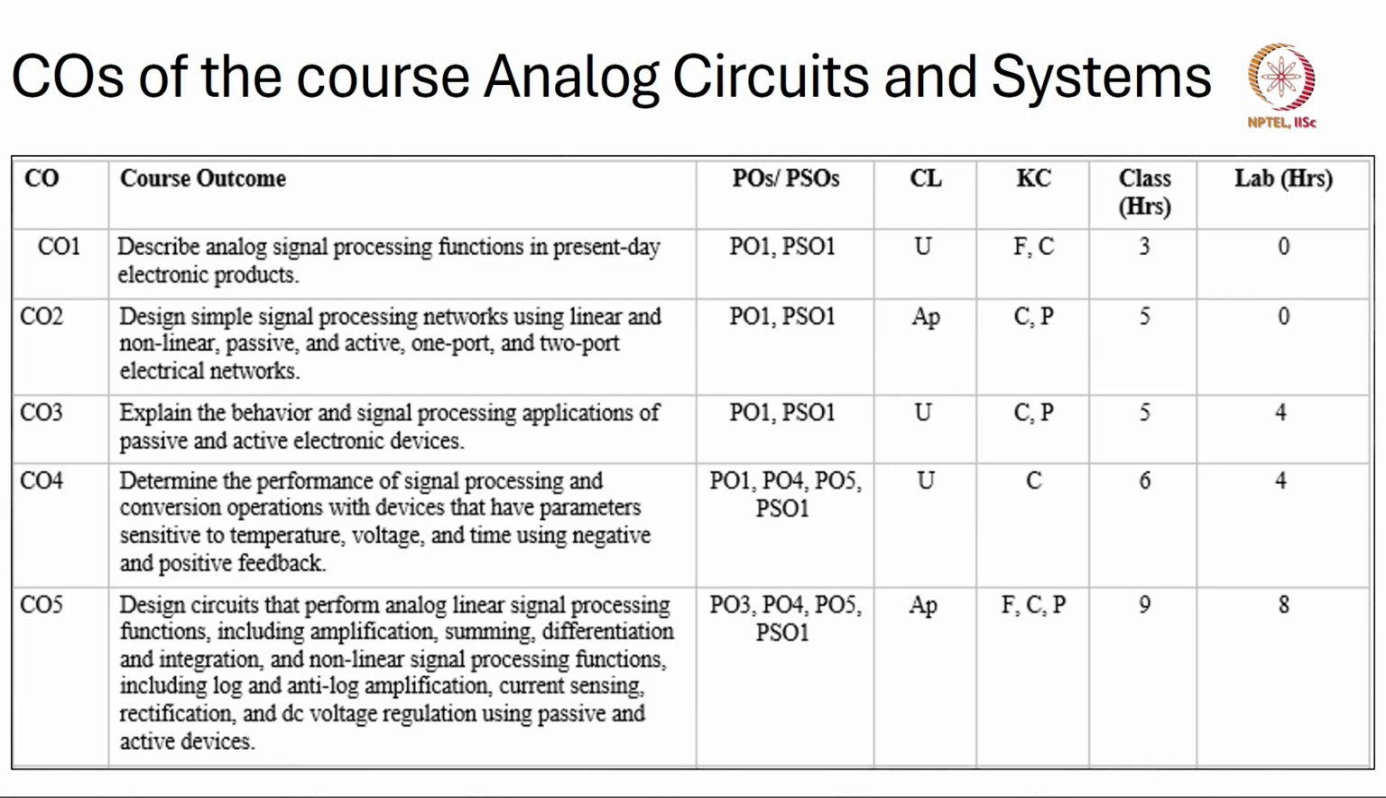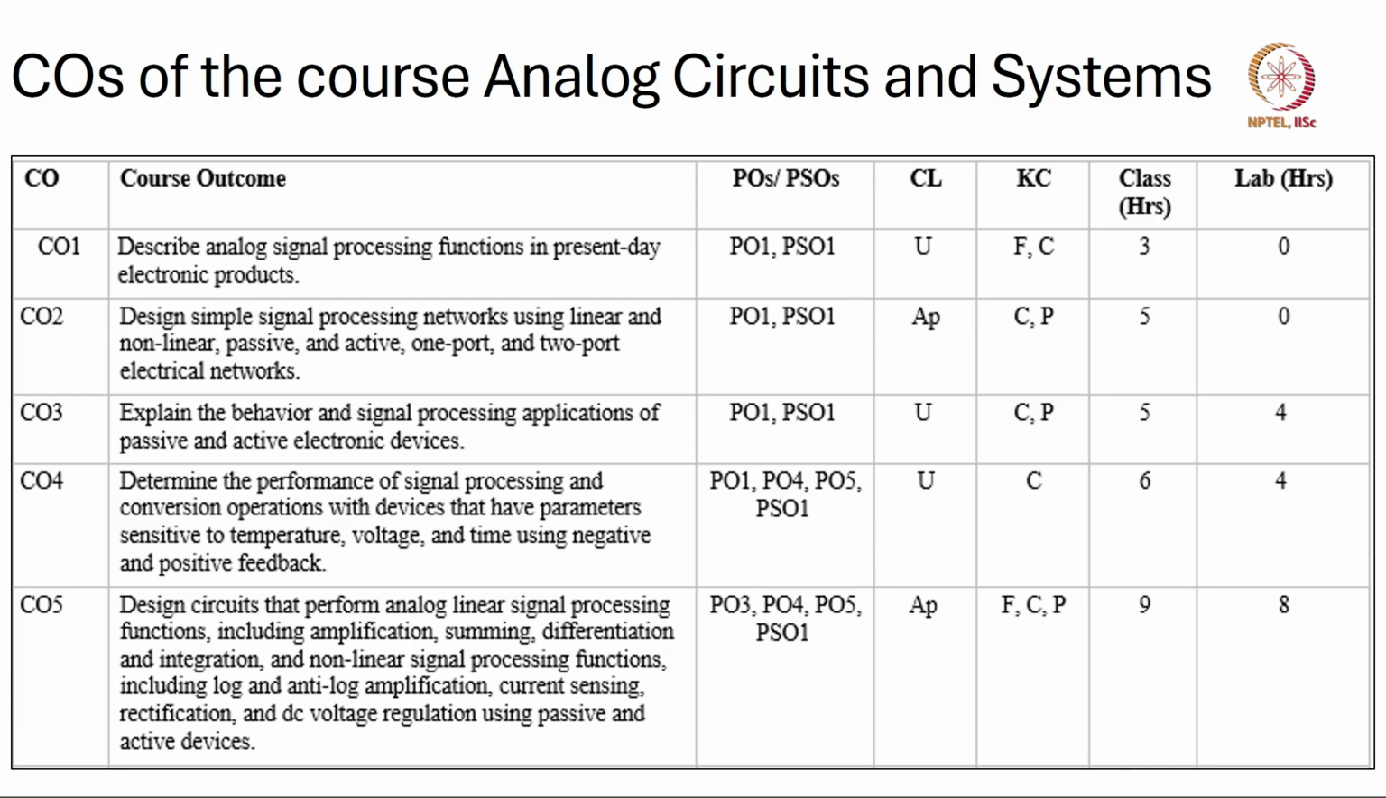Similarly, CO2 is mapped to PO1 and PSO1, and because the student is designing something, it is the apply cognitive level, and the student might need certain understanding of certain concepts like what is the meaning of linear, non-linear, passive, active. So these are related to conceptual understanding, and then comes procedural, because the student is also expected to design something, right? Simple processing networks. So which means procedural knowledge is also coming and conceptual knowledge is also coming.